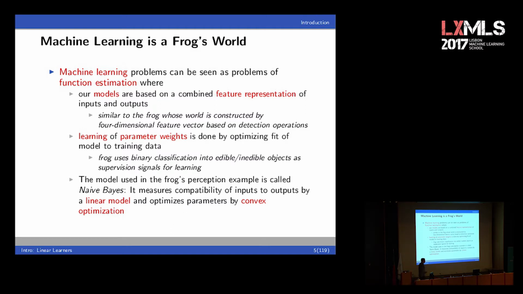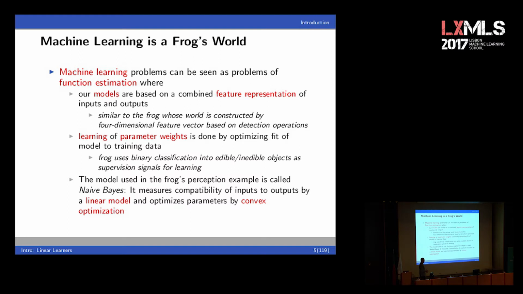The model I just showed is called naive Bayes. We'll go into more detail for this model, and I will do the complete derivation of how you arrive at these probability estimates. It's a linear model. That's why this whole class is called linear learners, and the parameters are optimized by convex optimization. So the class could just as well be called convex models. I make the difference between learners and models. The model is how we combine the features, how we weight the features. That's a linear model. And then you can optimize the weights by convex optimization.